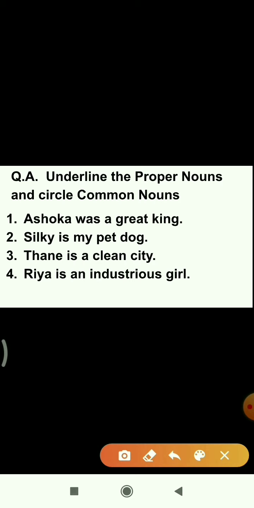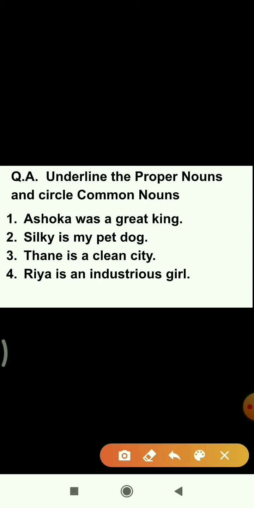Next, second sentence. Silky is my pet dog. So what do we have to underline here? The proper noun. Which is a proper noun here? Correct. Silky. So, underline Silky. And then what will be the common noun? Dog. So, circle dog. Right? So, we got here two. Now, let's move on to the third sentence.